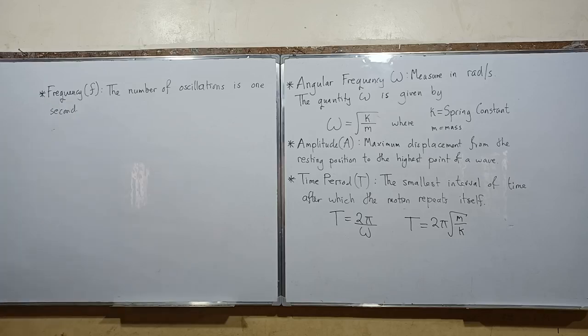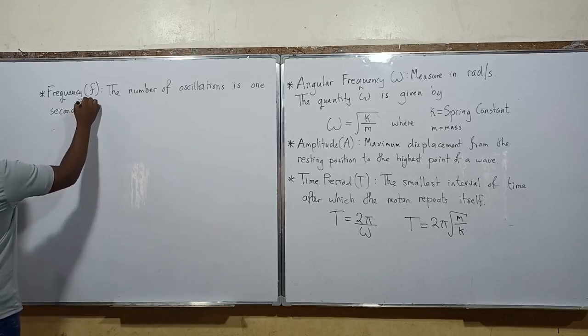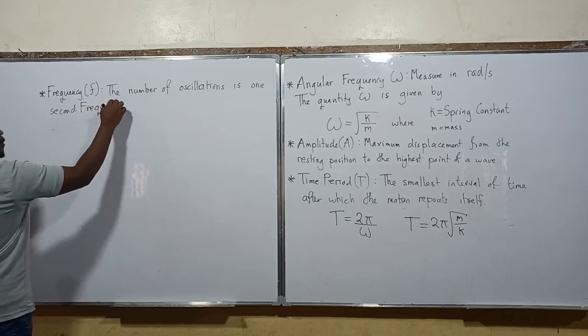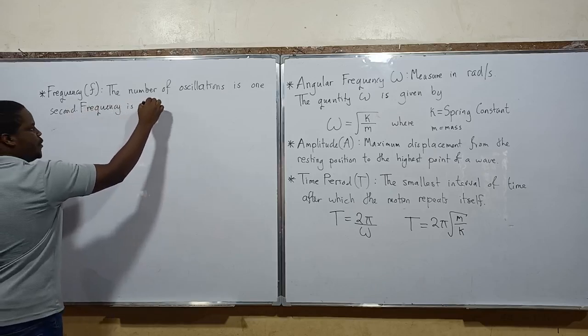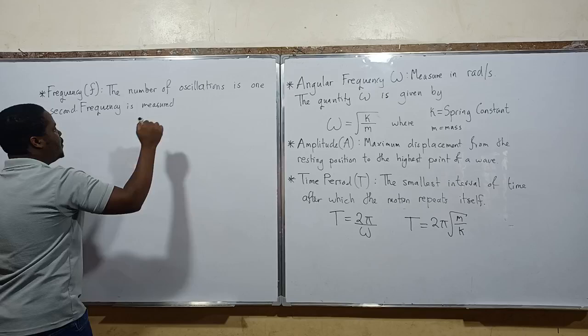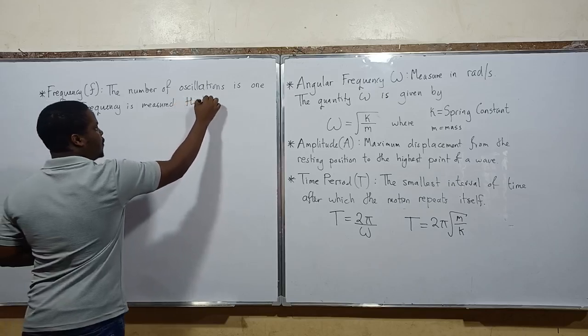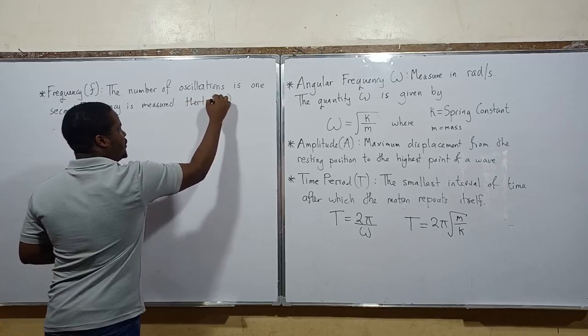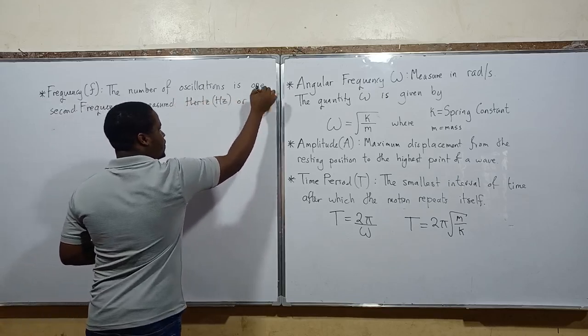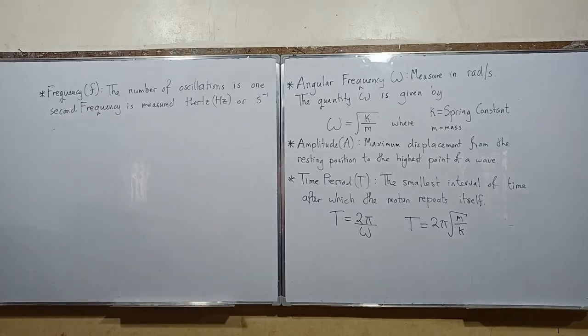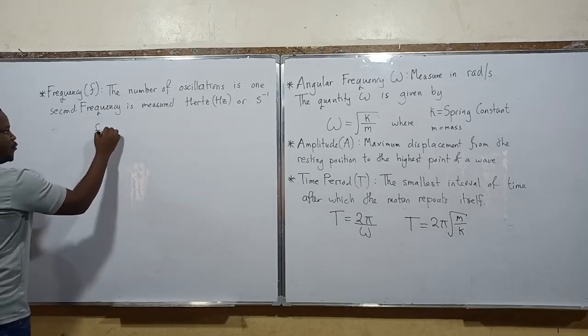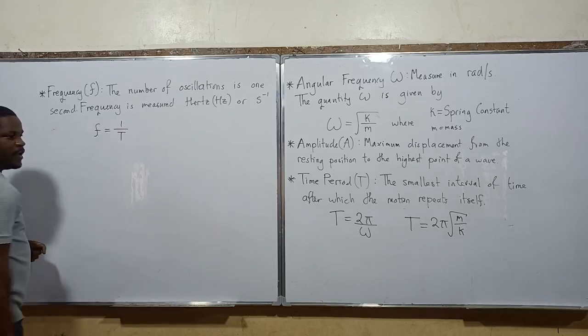Frequency is measured in what units? Are you sure? So frequency is measured, usually has 2 units. The first one is the common one, hertz, symbolized as Hz or per second. Per second. 1 over time, that is frequency. So since frequency is 1 over time, it means that frequency is 1 over period. So frequency, f is equal to 1 over period.